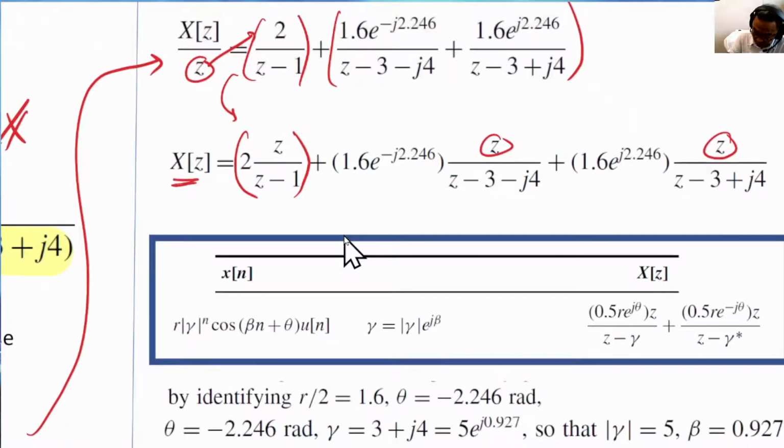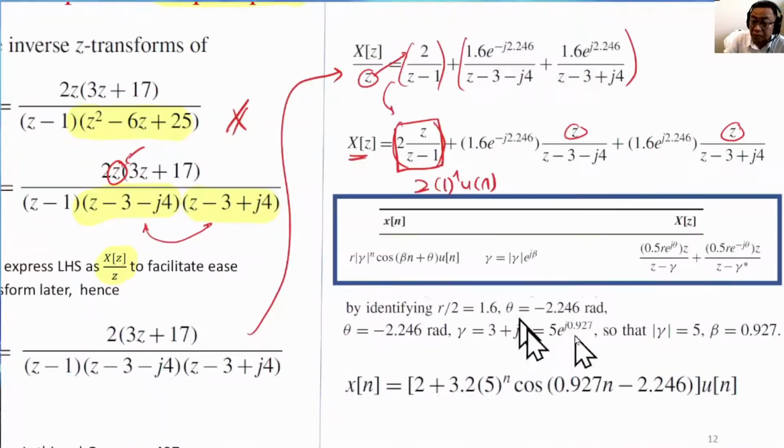So what is this expression? In h(n), it is 1 to the power of n u(n). 1 to the power of n is simply constant, so it's 2 times unit step. So we have 2 times unit step. So 2 here and unit step. So that's the first expression. What about this second one here?